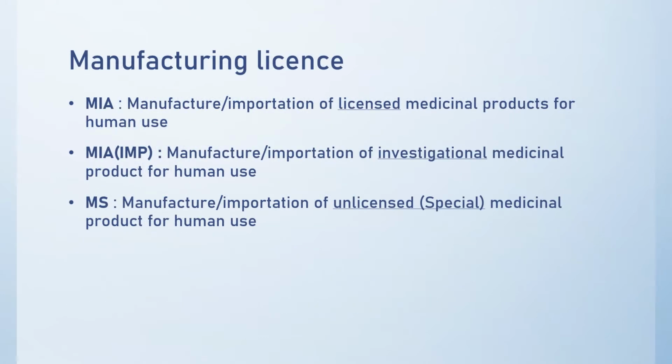Manufacturing license. MIA category license is to manufacture, assemble licensed medicinal product, including export to a country outside the European Economic Area. It's also for the importation of licensed medicinal product from countries outside the European Economic Area. Another category is MIA(IMP). It's specifically for manufacturing of investigational medicinal product only to use for clinical trial. MS license is for manufacturing of unlicensed medicinal product, also called specials, and importation of unlicensed medicinal product from outside the European Economic Area.